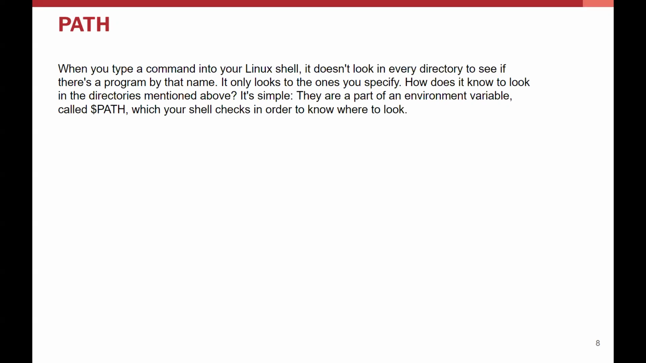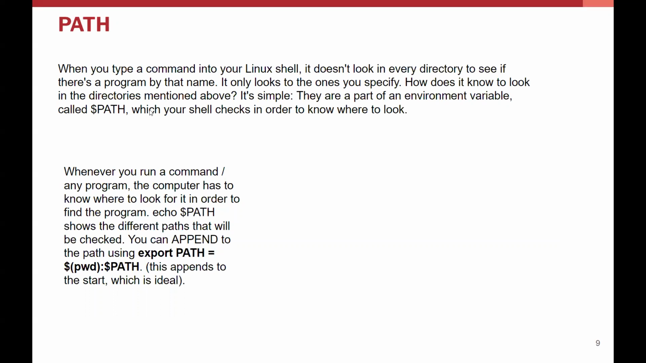It is simple. They're part of an environment variable called $PATH, all capitalized, which your shell checks in order to know where to look. Sometimes you may wish to install programs into other locations on your computer, but be able to execute them easily without specifying the exact location, like our Python example just mentioned. You can do this easily by adding a directory to your $PATH variable. In order to see what's in your $PATH right now, you can type this command, echo $PATH, into your terminal. Don't forget the $. This is gonna show you the different paths that are going to be checked.